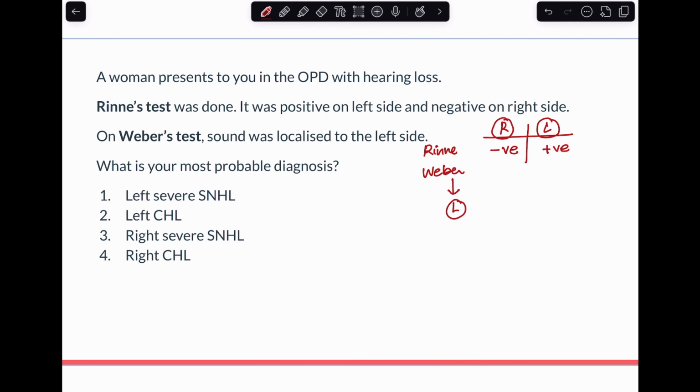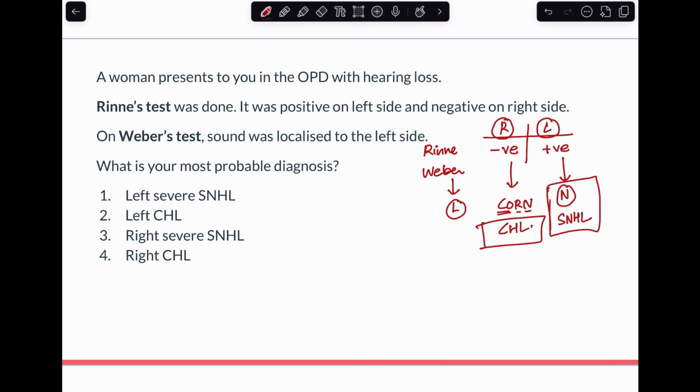So let's start from Rinne's. If Rinne's is negative, do you remember the mnemonic that I had said? CORN. That means in conductive hearing loss, we see Rinne to be negative. So if it is negative, that means the right side has to be CHL, which is conductive hearing loss. And if Rinne is positive, that means it is either a normal person or a person who has sensorineural hearing loss. So this much is clear, right? These are our interpretations from the Rinne test.